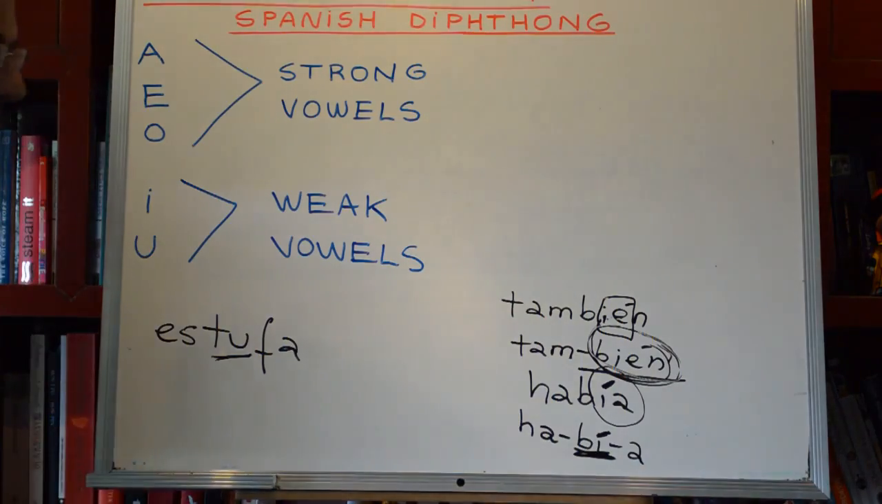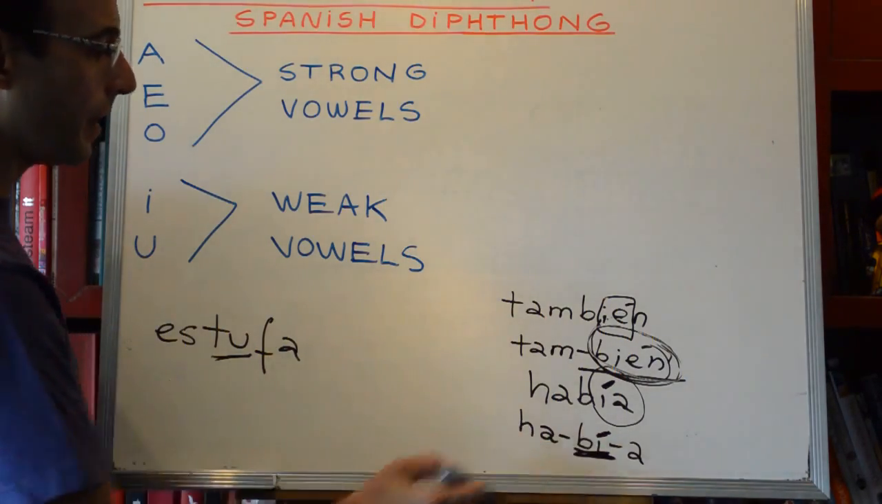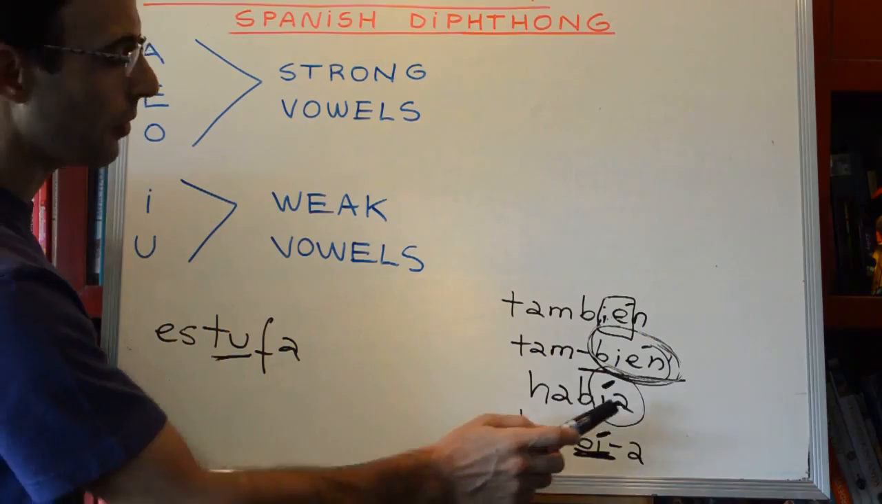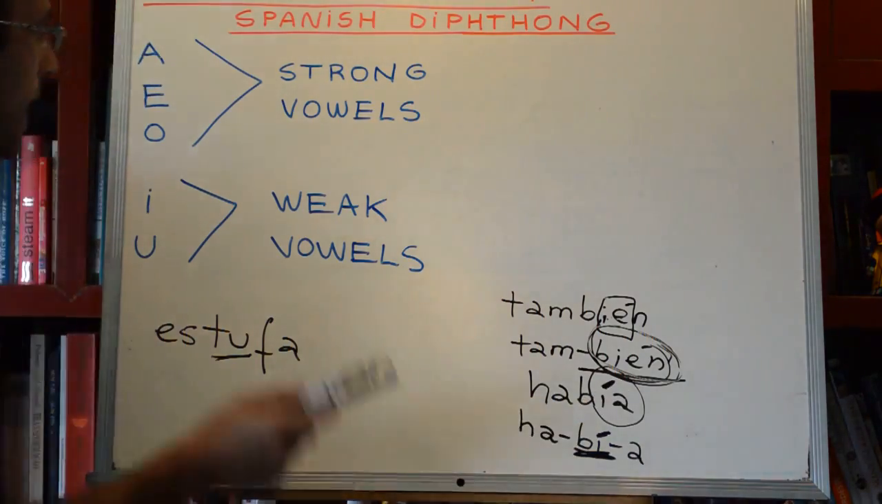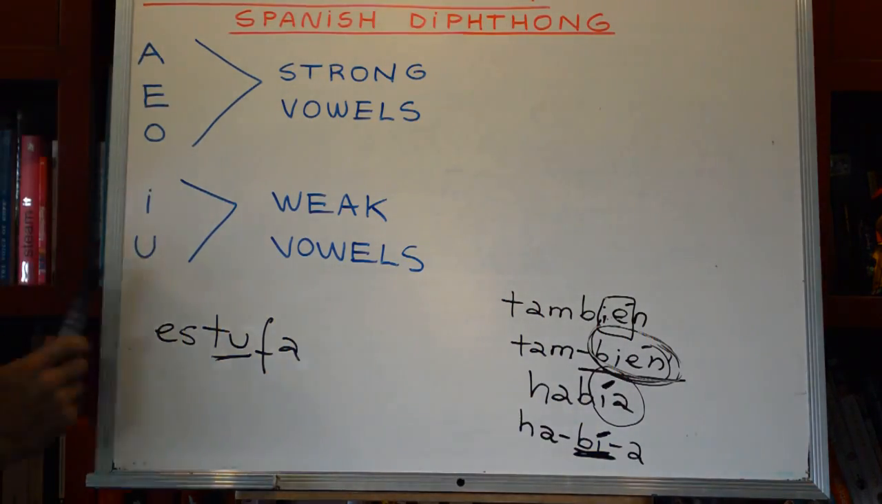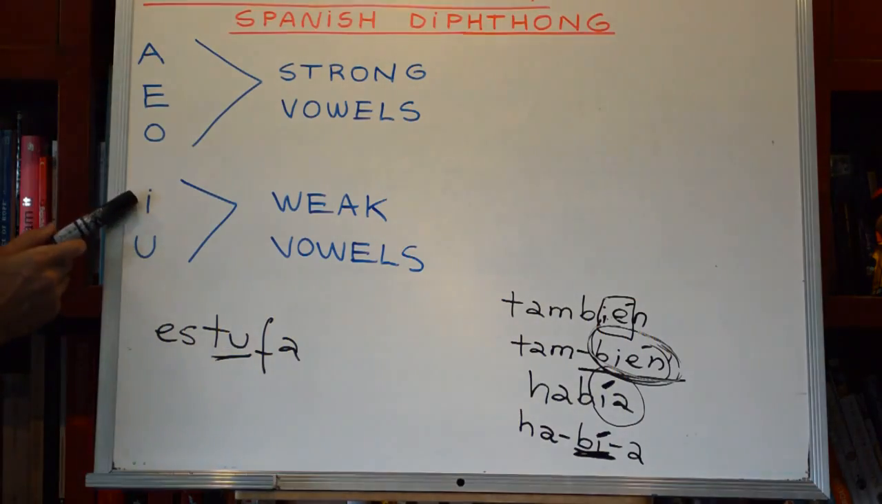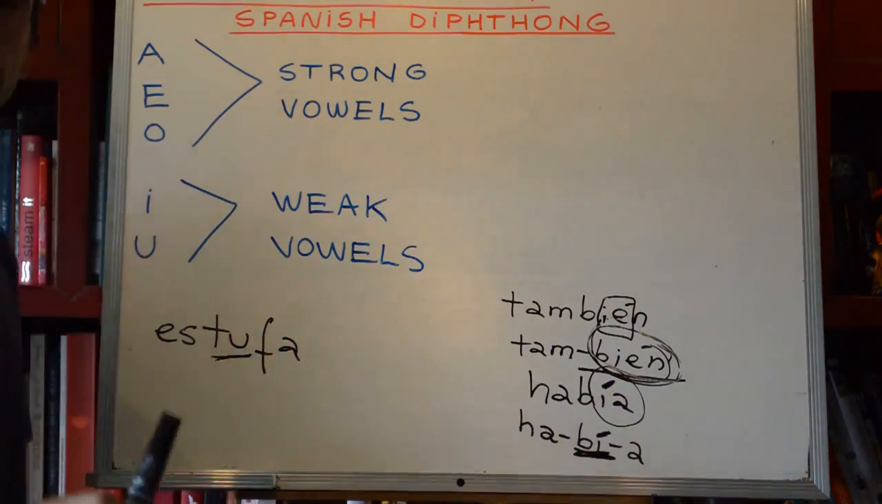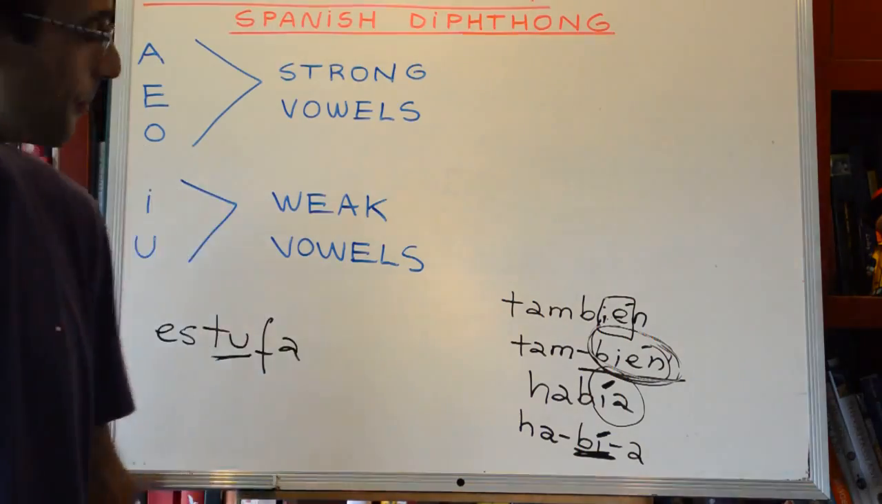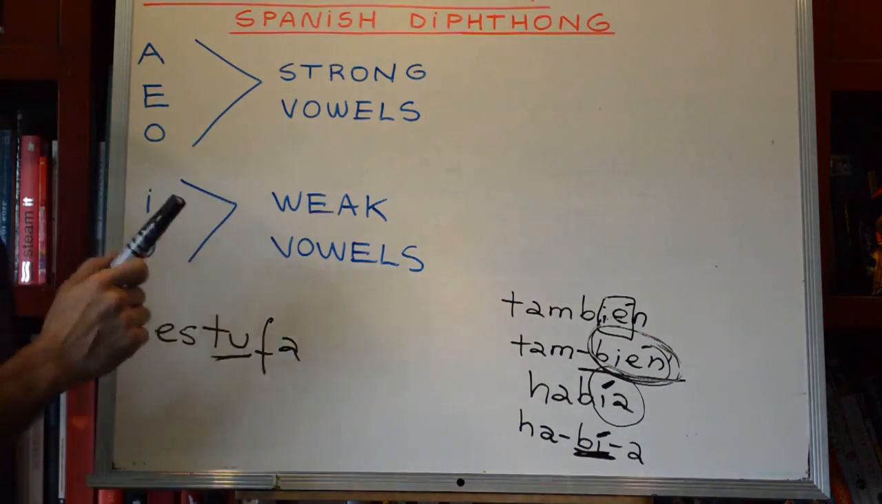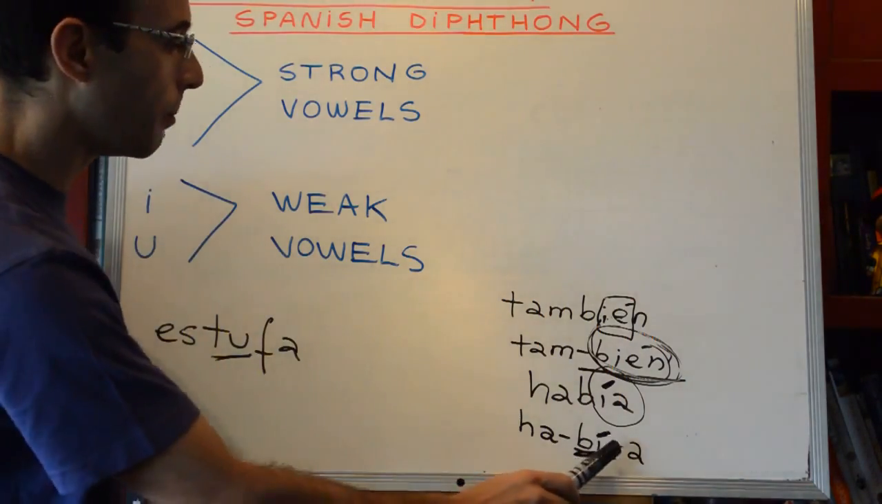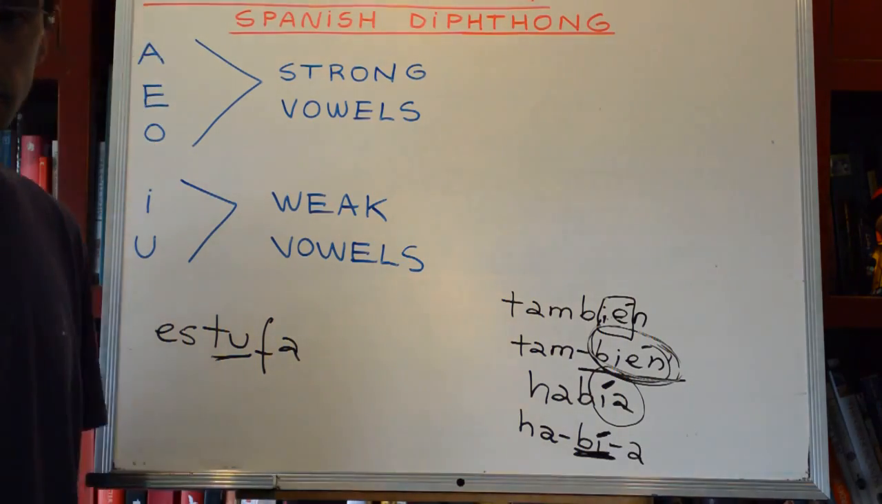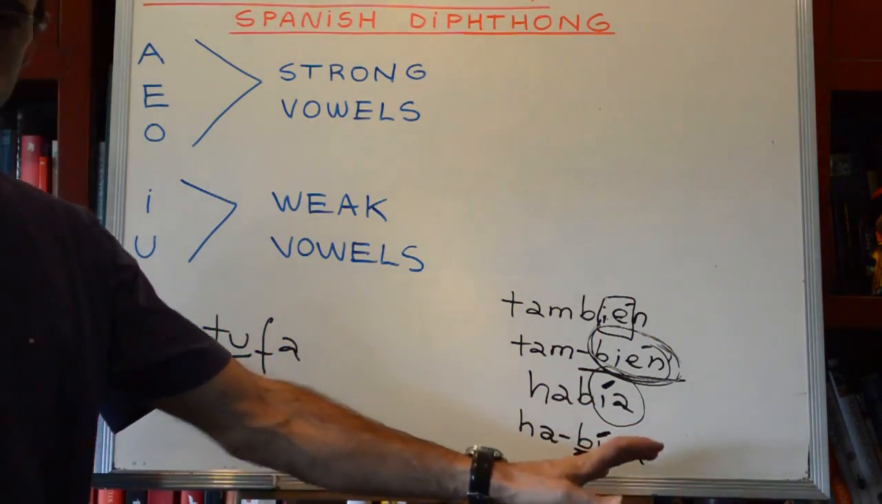Había. Look at this. Here we have 2 vowels together, I and A. A is a strong vowel, and I is a weak vowel. Per the rule I just explained, I should not be separated from A, because it is a weak vowel. It needs to be with A.